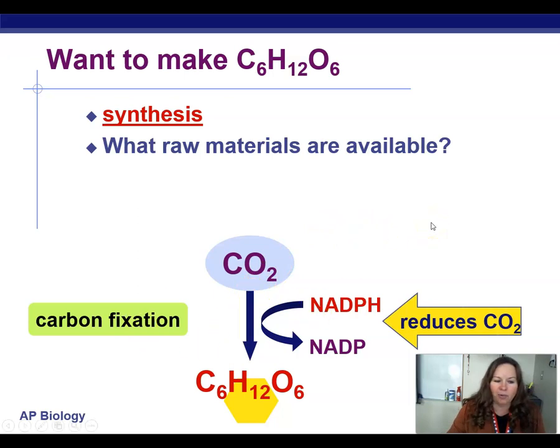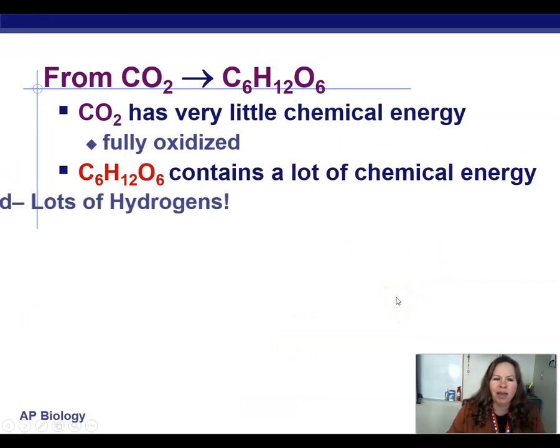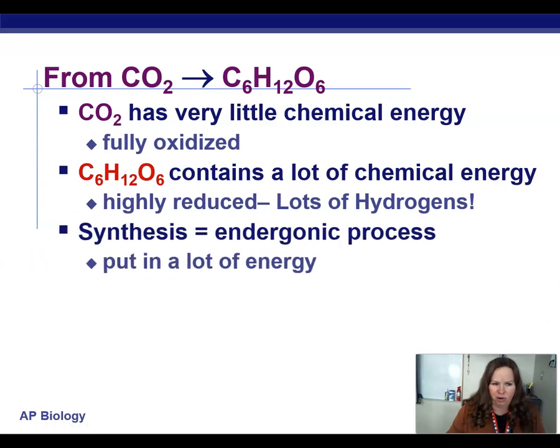So basically, we're doing carbon fixation here, and we are reducing CO2. Whenever you add an H or an electron to something, you reduce it. So we are adding H's to CO2. We're reducing CO2. Here we go. So CO2 by itself has very little chemical energy. But if we were to add H's to it, like C6H12O6, that has a lot of chemical energy, a lot of potential energy, and it's because of those hydrogens.